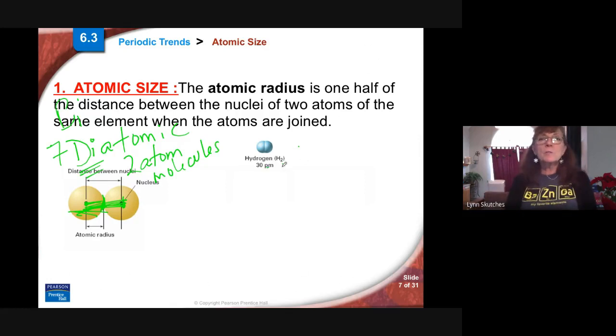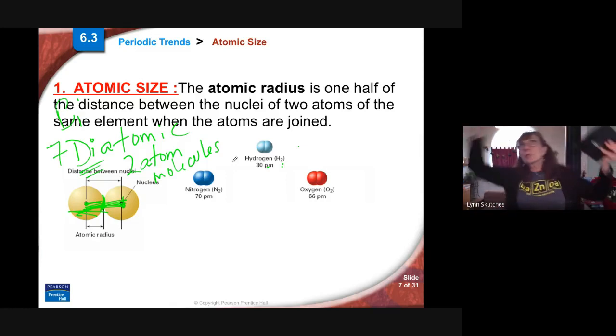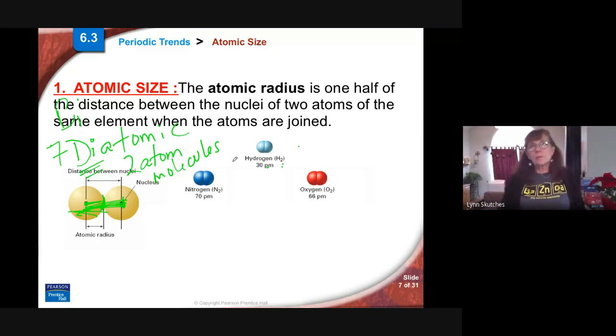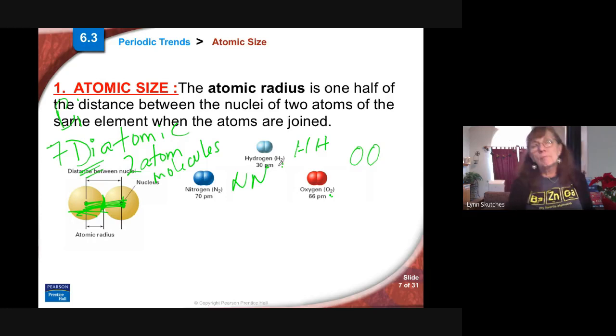So hydrogen bonds with hydrogen, nitrogen bonds with nitrogen, oxygen bonds with oxygen. So when you say hydrogen, and you have a sample of hydrogen gas, it's H2 molecules. Say nitrogen, like 80% of our atmosphere, 78%, it's N2 molecules. Oxygen, O2 molecules. Okay. And remember that subscript 2 just means instead of writing OO or HH or NN, right?